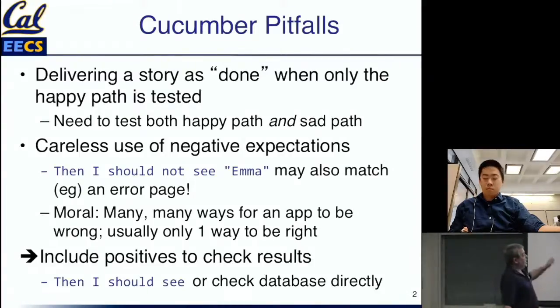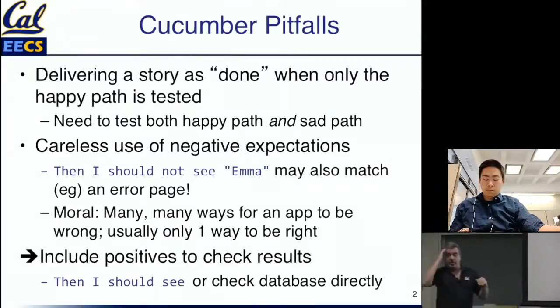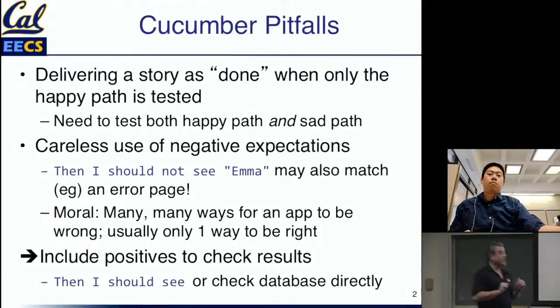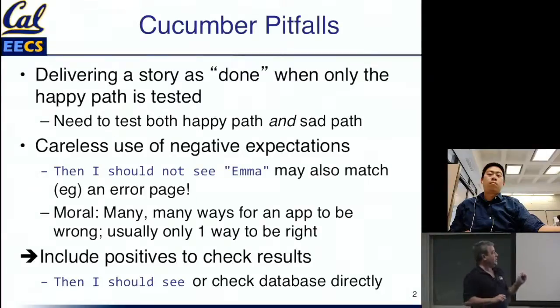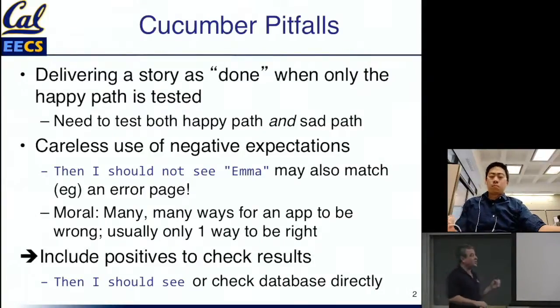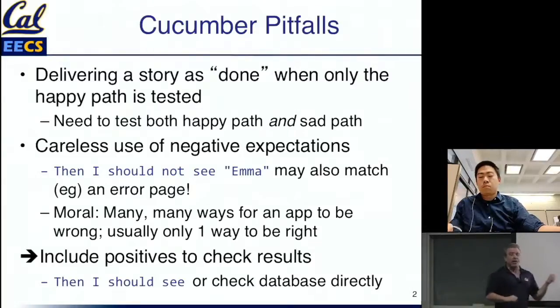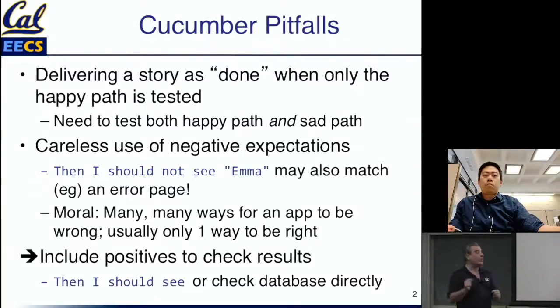Also, be careful when, sometimes it's appropriate in some of these tests. We saw examples of when such and such a thing happens, then I should not see something on the page. And usually when you write that, your intention, for example, is that the user deleted the movie called Emma, and you might say that when they revisit the list of movies, they should not see Emma on that page. Makes sense, but remember that if your app gives an error or visits the wrong page or does something completely unexpected, that step will still pass, right? So be very careful with negative expectations. They only tell you what you don't expect to happen, but there are many, many ways that your app can make a mistake, and usually only one way that it can be right.